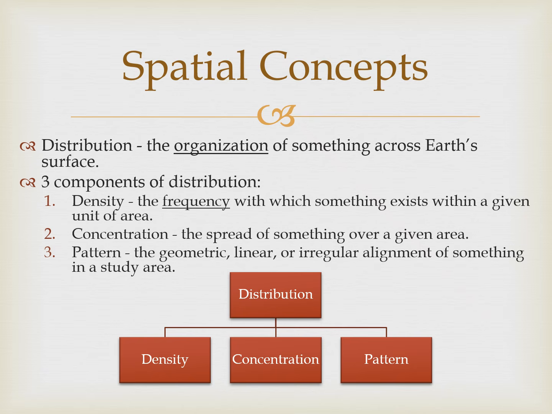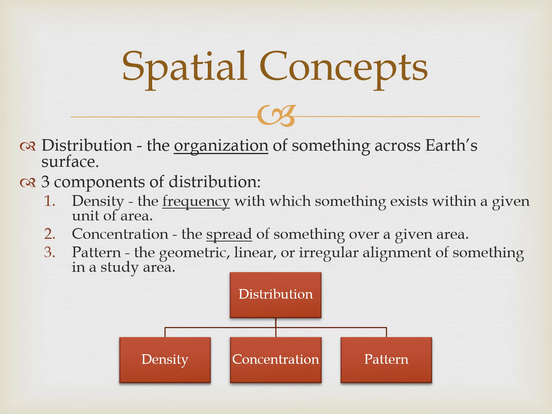Concentration, you may recall from an earlier lecture, is the spread of something over a given area. This is the relationship of items to one another. So high concentration means they are very close together, what we call clustered. And low concentration means they're further apart or dispersed.